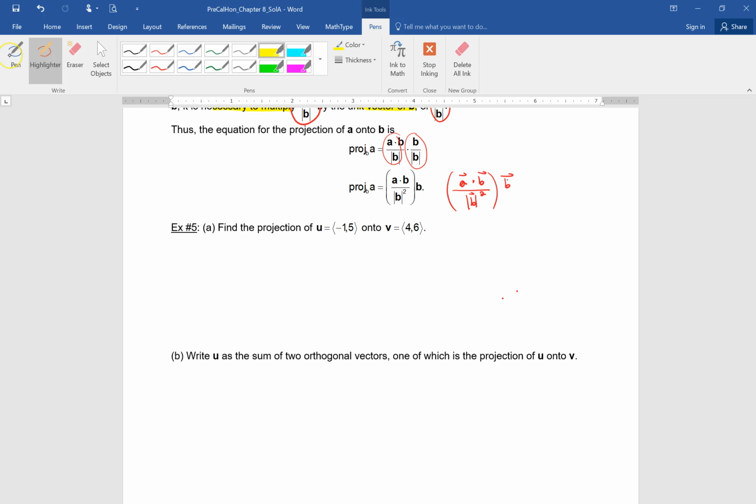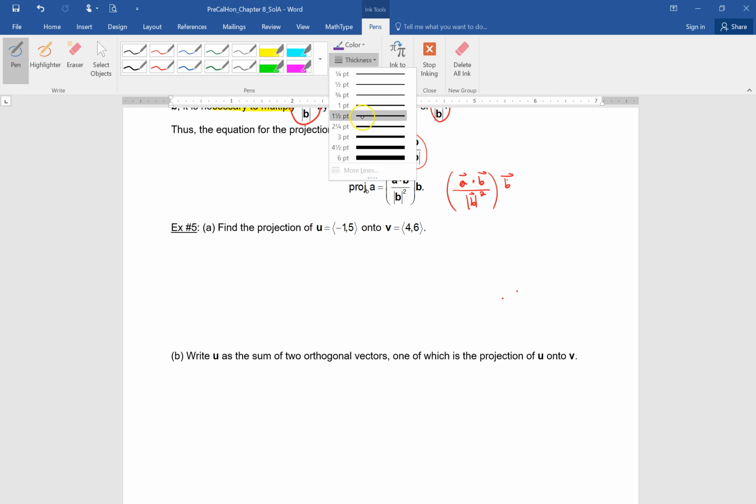Oh my God, I love this stuff. Okay, so let's find the projection. I could do this all day. That's what I love about teaching, is I can get paid for doing this all day.